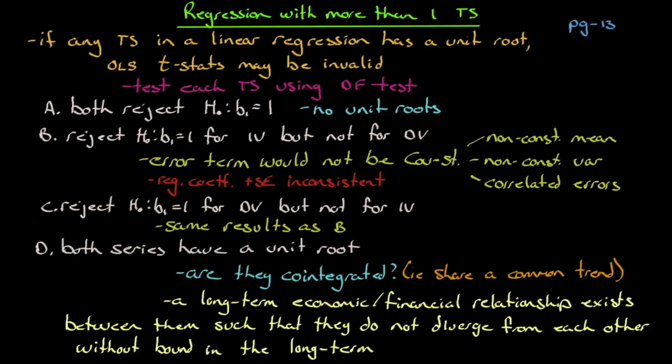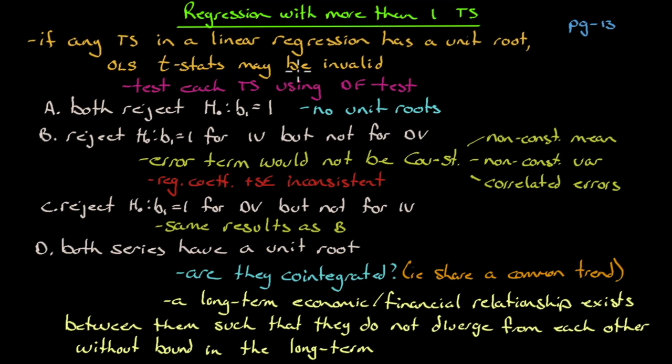Right, this is the last topic in time series we have to get through: regression with more than one time series. Not really that difficult. If you have a firm footing on where we've been so far, this really isn't that much more difficult. So let's have a look. If any time series in a linear regression has a unit root, OLS t-stats may be invalid. So what do we have to do?